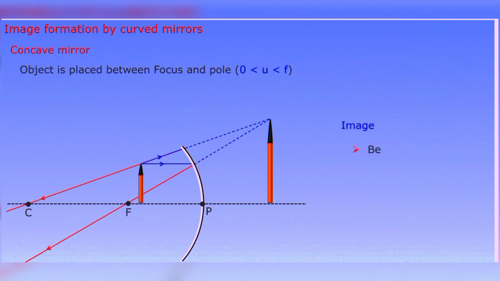The rays of light from the object after reflection from the concave mirror appear to meet at a point behind the mirror. Therefore, a virtual and erect image is formed behind the mirror. The size of the image is greater than the size of the object. So the virtual image formed is magnified. So these are some cases of image formation by a concave mirror.